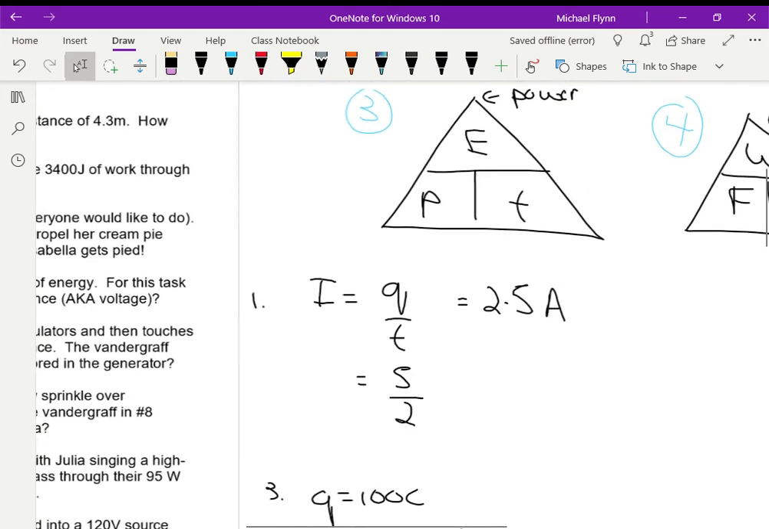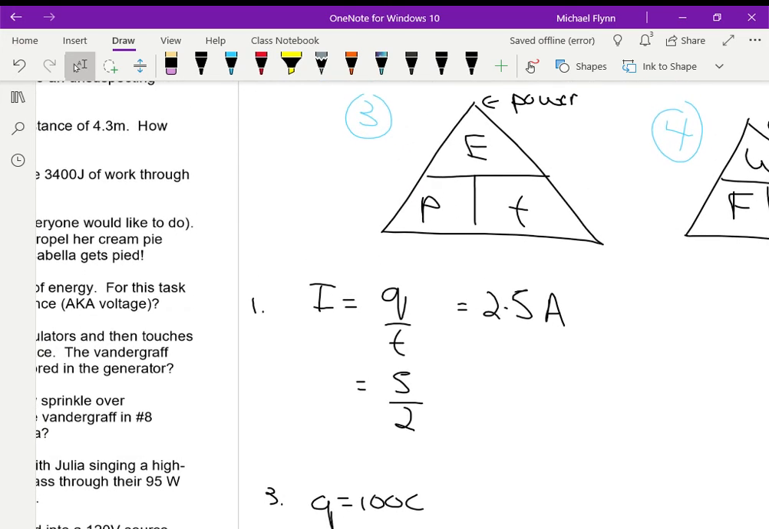And you can see that I've done it for you here. You're going to write the steps. So you're going to write I is equal to Q over T. Okay, so that's what I did here. I is equal to Q over T, right? And then substitute in the values in the question. So they said Q was 5. They said T was 2. And then 5 divided by 2 is 2.5. So the answer is 2.5.